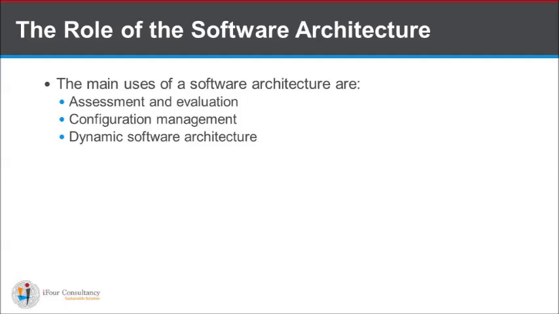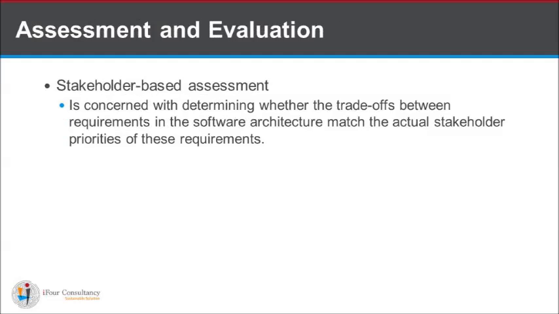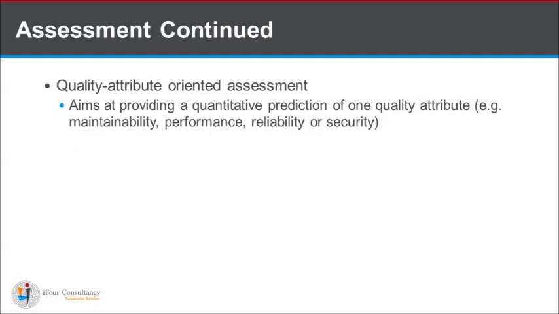The main uses of a software architecture are assessment and evaluation, configuration management, and dynamic software architecture. There can be two types of assessment and evaluation: stakeholder-based assessment and quality attribute-oriented assessment. Stakeholder-based assessment is concerned with determining whether the trade-off between requirements in the software architecture matches the actual stakeholder priorities of these requirements. Whereas quality attribute-oriented assessment aims at providing a quantitative prediction of one quality attribute like maintainability, performance, reliability, or security.